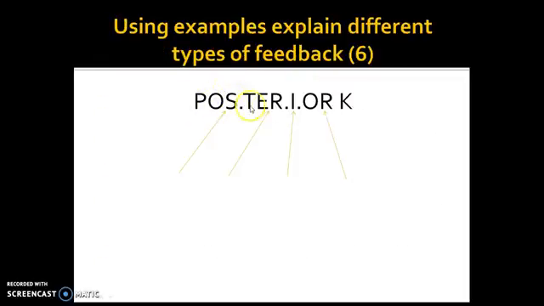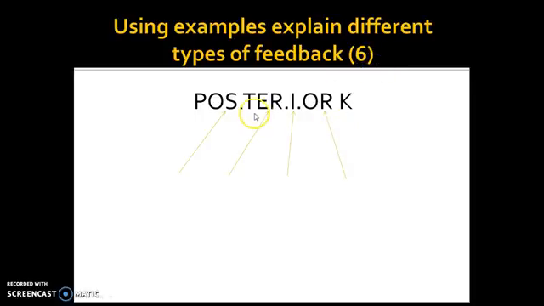So if you do that, posterior K, as I've split it there, you have positive, which has a direct pair, which is negative. You have terminal, which has a direct opposite, which is concurrent. You have I, which is intrinsic, which has a direct opposite, which is extrinsic. Then this K comes to here, which is knowledge of results, and that will directly contrast with knowledge of performance. So they are your 8 types of feedback.